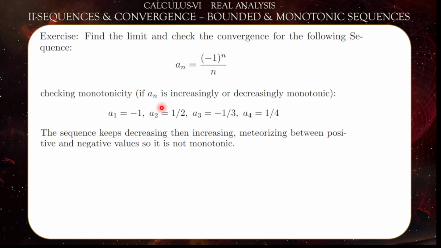Checking monotonicity: whether a_n is increasingly or decreasingly monotonic. Let's try a few terms. a_1 is equal to -1, a_2 equals 1 divided by 2, a_3 equals -1 divided by 3, a_4 is equal to 1 divided by 4. The sequence keeps decreasing then increasing, swapping between positive and negative values, so it is not monotonic. The limit exists, however. The limit of a_n as n approaches infinity is equal to 0, so the sequence converges despite the fact that it keeps going up and down and isn't monotonic.